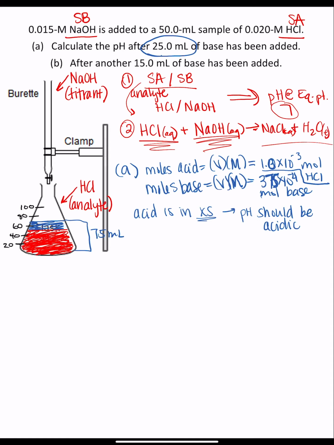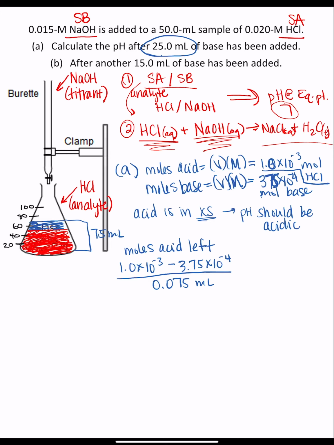So I need to figure out the moles of acid that are left. And I can do that by subtracting the moles of acid initially present, which is 1 times 10 to the minus 3. And I can subtract the base that I added from that. This equation was given in the original strong acid, strong base videos. I need to put this over the total volume, which we conveniently already found to be 75 milliliters.